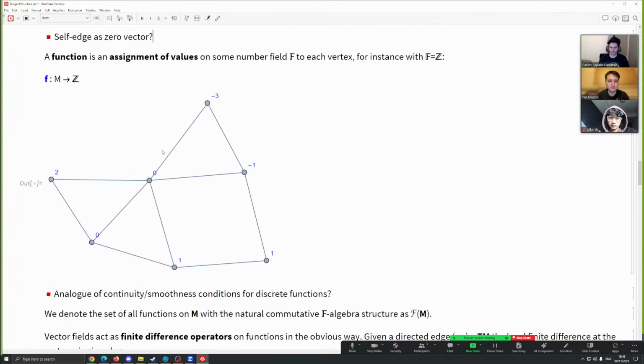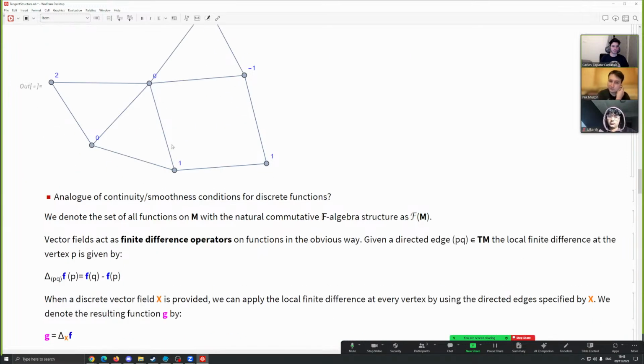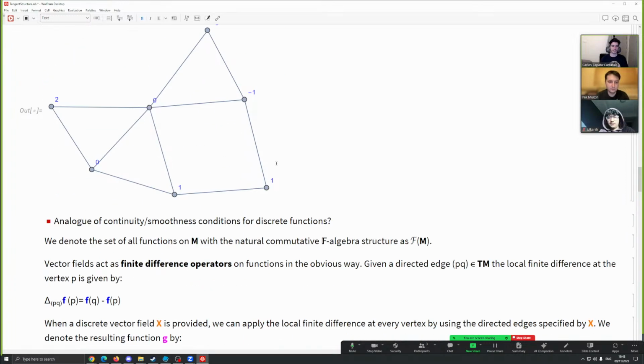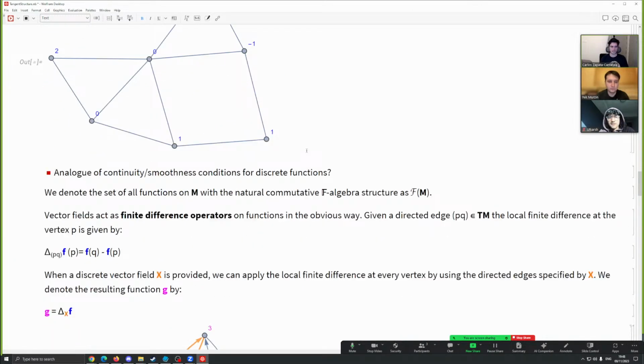I think this was Nick's question on how to think of self loops. Okay, so the last time what we saw is that the moment you consider functions, you can start doing some form of calculus.